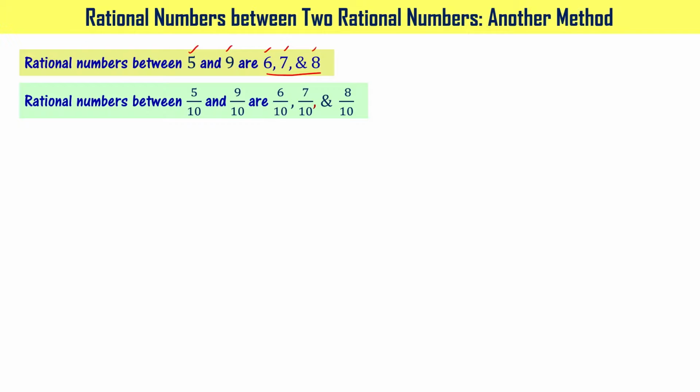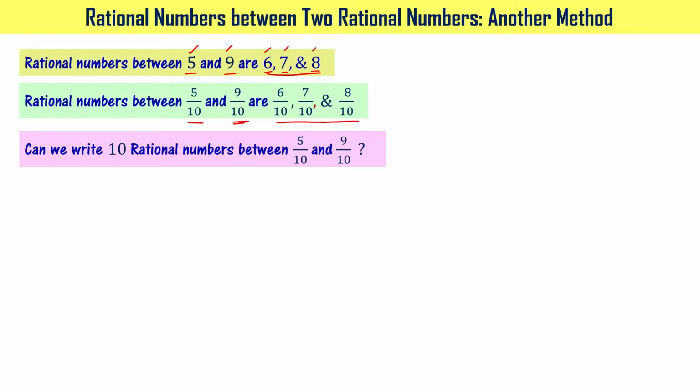What you must have seen here is, every number of the earlier list, I have divided by 10. For that reason, I could say that rational numbers between 5 by 10 and 9 by 10 are 6 by 10, 7 by 10 and 8 by 10. If you are asked to write only three numbers between 5 by 10 and 9 by 10, this is fairly simple. You could have written 6 by 10, 7 by 10 and 8 by 10, right? But now the question is, can we write 10 rational numbers between 5 by 10 and 9 by 10? How do we do it?